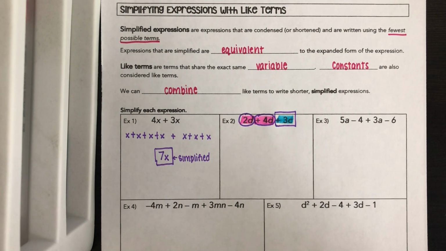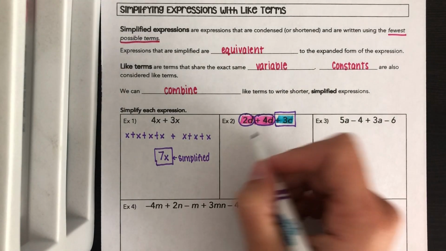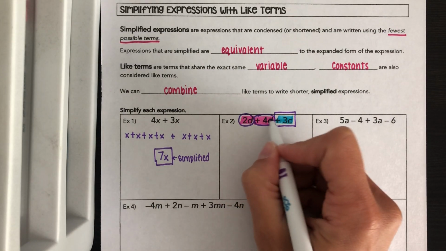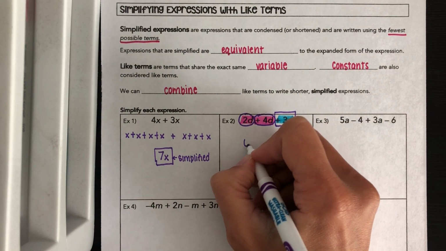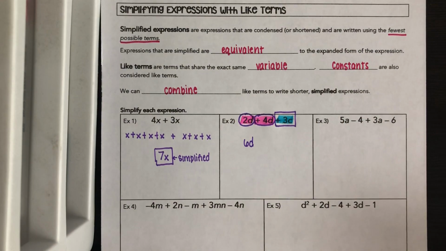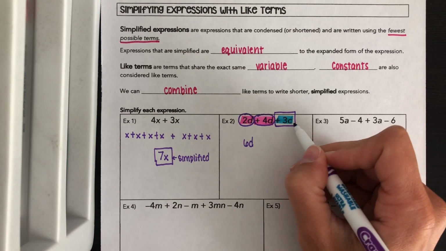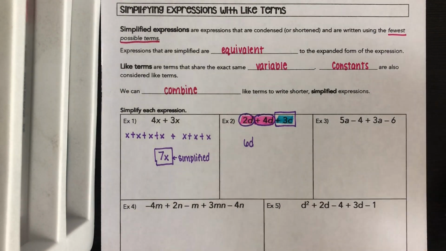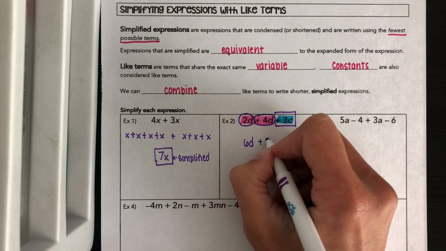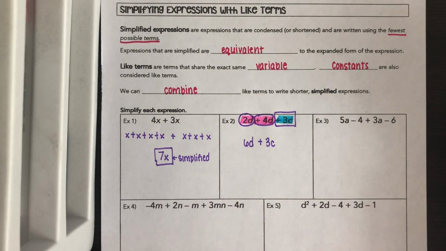So as we saw in our first example, when we look at our like terms, we can add the coefficients on our like terms or combine those coefficients to simplify those terms. So we have 2d's plus 4d's, which means we have a total of 6d's. And since 3c is not a like term, we cannot combine it. So we'll simply write 3c.